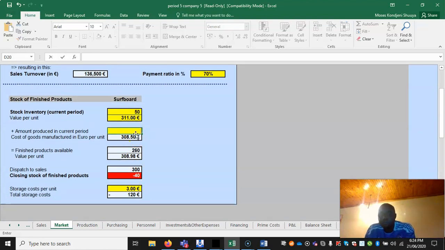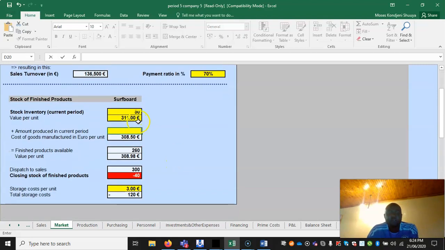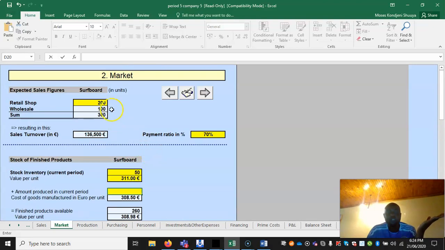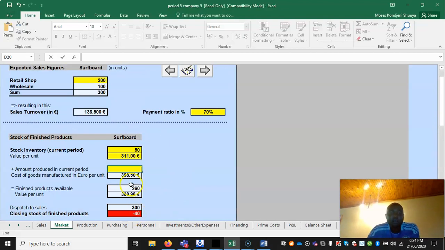Now, we actually were supposed to produce 300 because that's what we need to supply to our shop and to the wholesaler. We need in total 300. But because we already have 50 from the previous period in the shop, which means of the 200 in the shop, we already have 50, we will only make in total here 250. Okay.